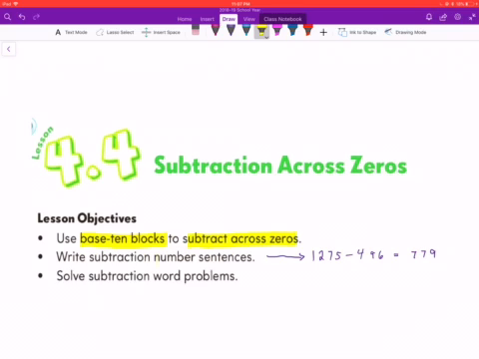But we're also going to be looking at number sentences, specifically subtraction number sentences. And all that is like what you see here. I'm going to read it from left to right, and instead of using words, I use numbers. So 1,275 take away 496 equals 779 is a subtraction number sentence. Lastly, we're going to see in our work today word problems, and you're going to be able to practice that subtraction in those word problems.